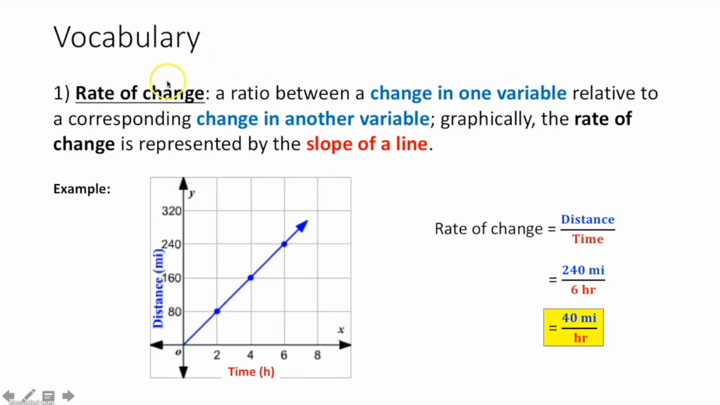First thing we're talking about is a rate of change. That's a ratio between a change in one variable relative to a corresponding change in another variable. Graphically, the rate of change is represented by the slope of a line.